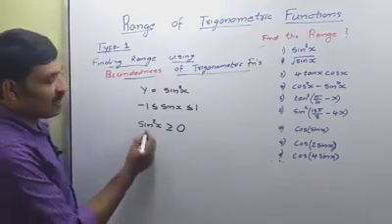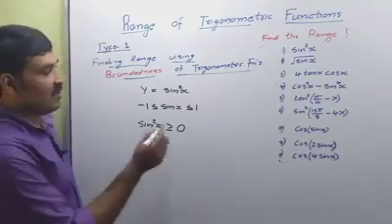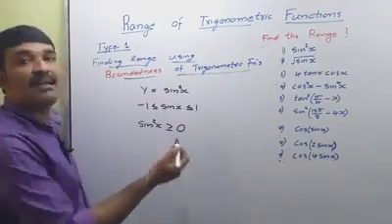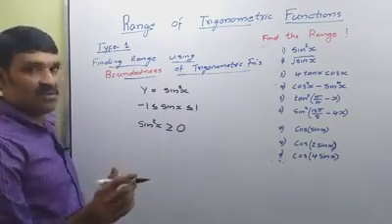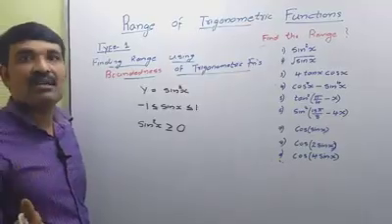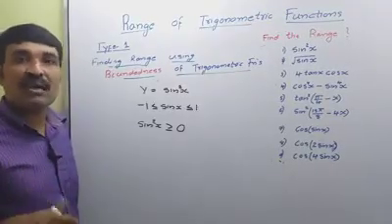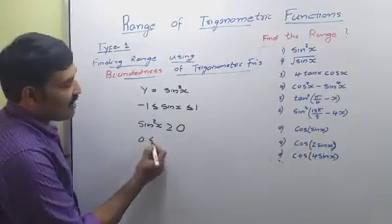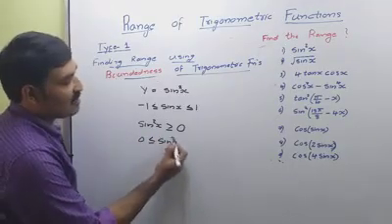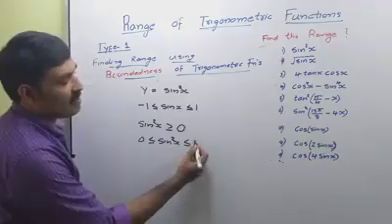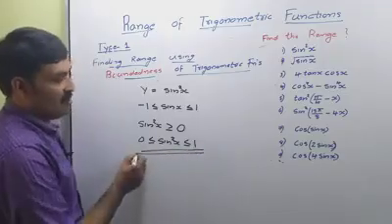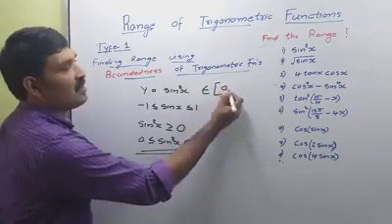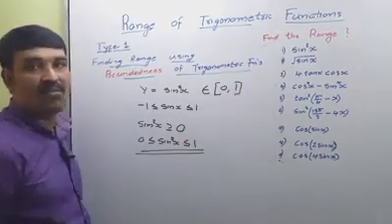So the range of sin square x is greater than or equal to 0 and less than or equal to 1. The square of a function never becomes negative. Square is always a positive quantity. That means 0 less than or equal to sin square x less than or equal to 1. So the range of sin square x belongs to 0 and 1.